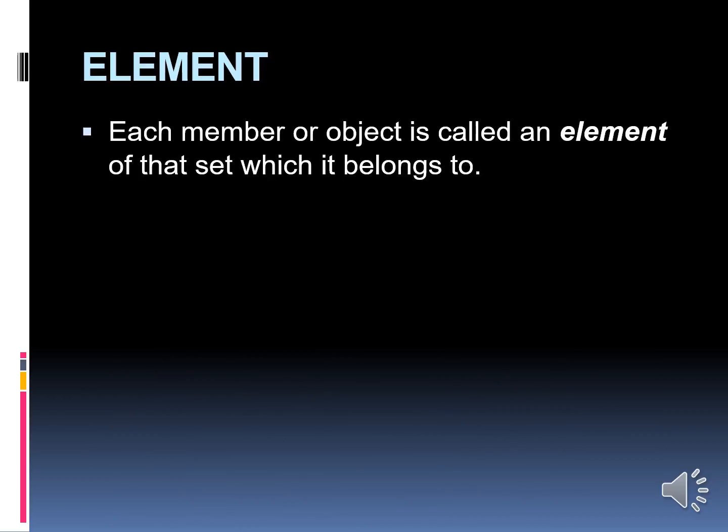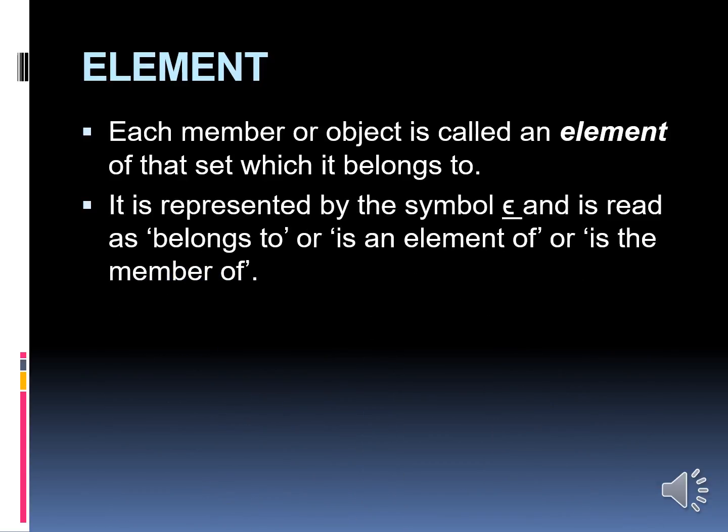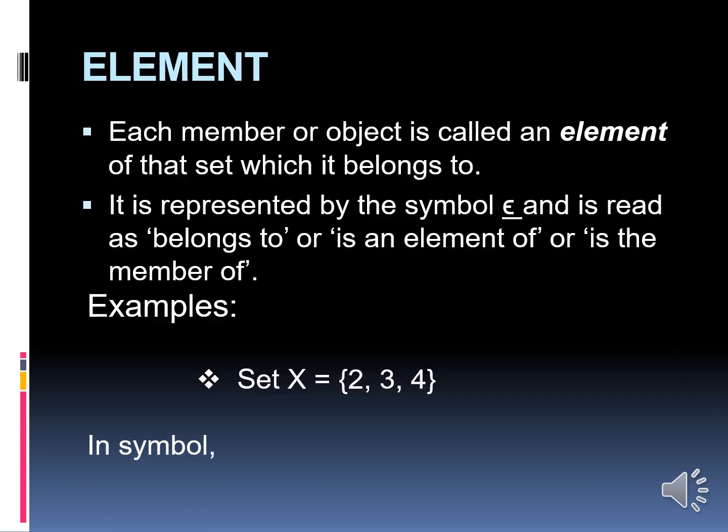Each member or object is called an element of the set which it belongs to. And it is represented by this symbol and is read as belongs to, or is an element of, or is the member of. For example, set X, which has the elements 2, 3, 4. So by symbol, we say 2 is an element of X, 3 is an element of X, and 4 is an element of X.